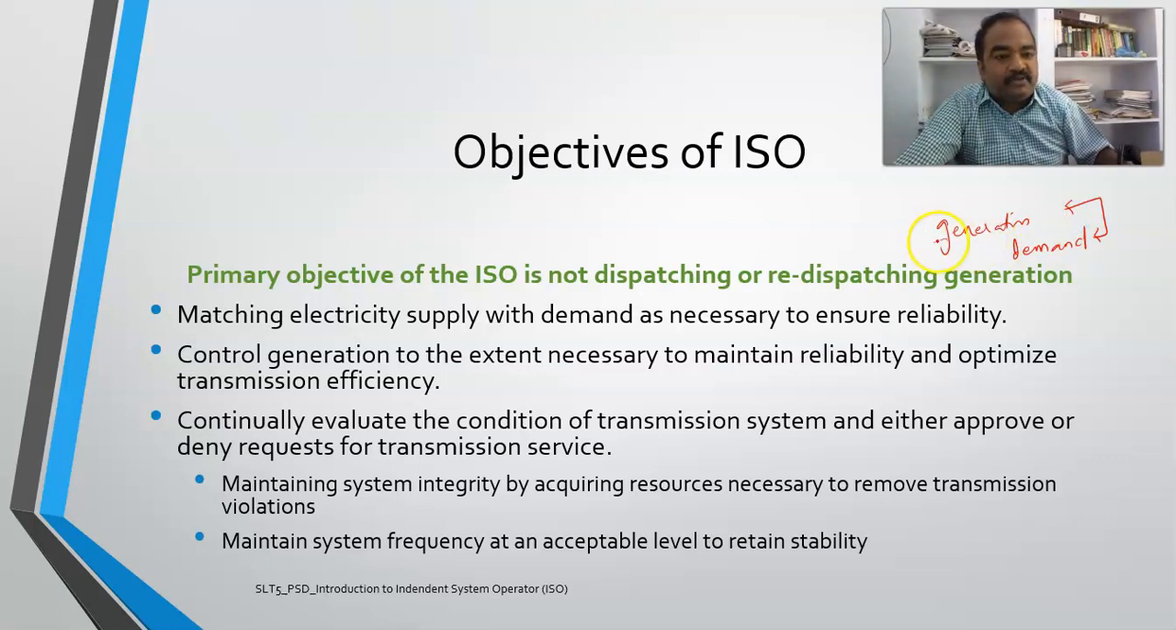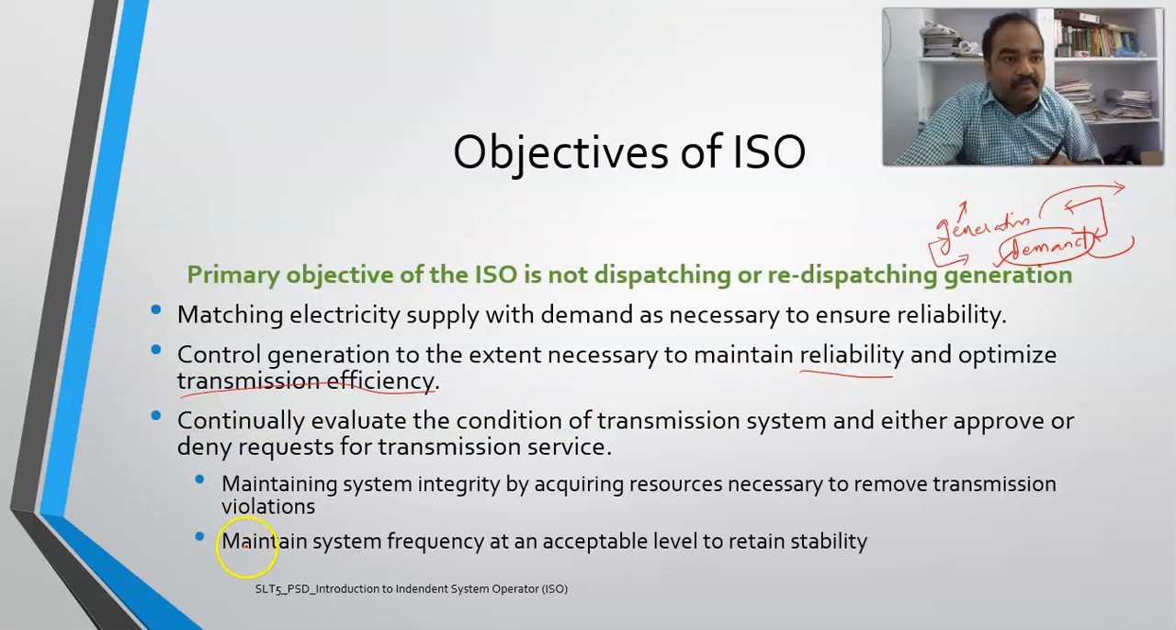So there must always be a balance between generation and demand. If the demand is very high or the generation is very high, it will lead to catastrophes in the power system. If the demand is too low, you are supposed to decrease the generation. If the demand is too high, you are supposed to increase the generation. This is done in order to ensure reliability and optimize the transmission efficiency.